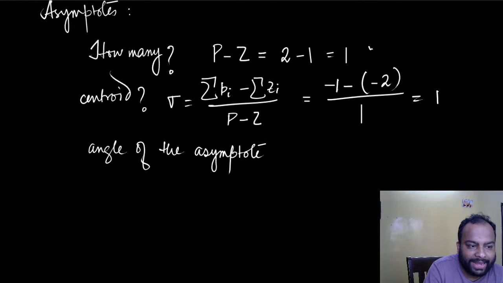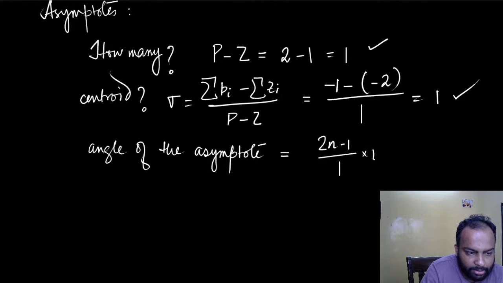So I have one asymptote and the centroid, one asymptote originating from sigma equal to 1. Okay. And the angle of the asymptote, just one asymptote, right? And we know that's going to be 2n minus 1 divided by p minus z, which is 1, times 180 degree. And here n is equal to 1. So put n equal to 1. So that's just 180 degree.